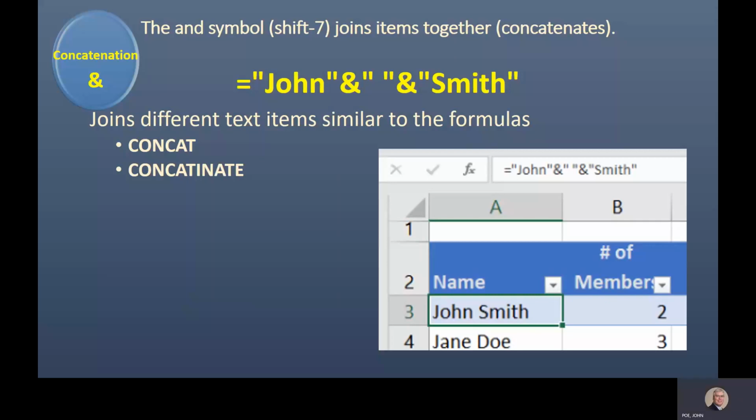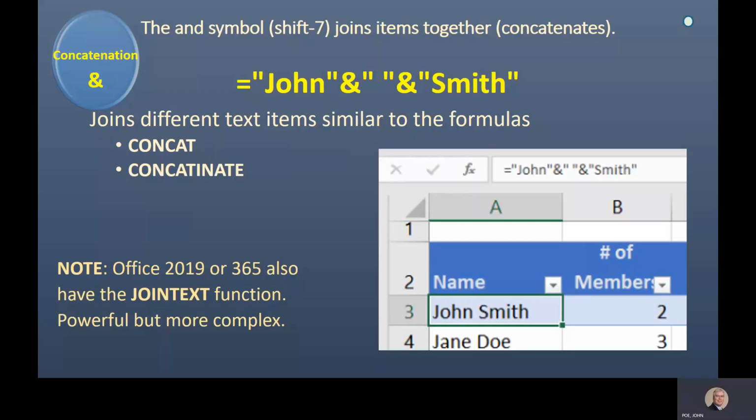I mentioned earlier that using the ampersand is like using the concatenation function in order to pull different components together. Well, in this case, we could pull the first name, John, put an ampersand between it, a space, and another ampersand, and then Smith, which gives us the John space Smith that we see here. Most recently, they came up with a new function called TEXTJOIN that is more powerful, but it's also more complex. But we won't go into that today.